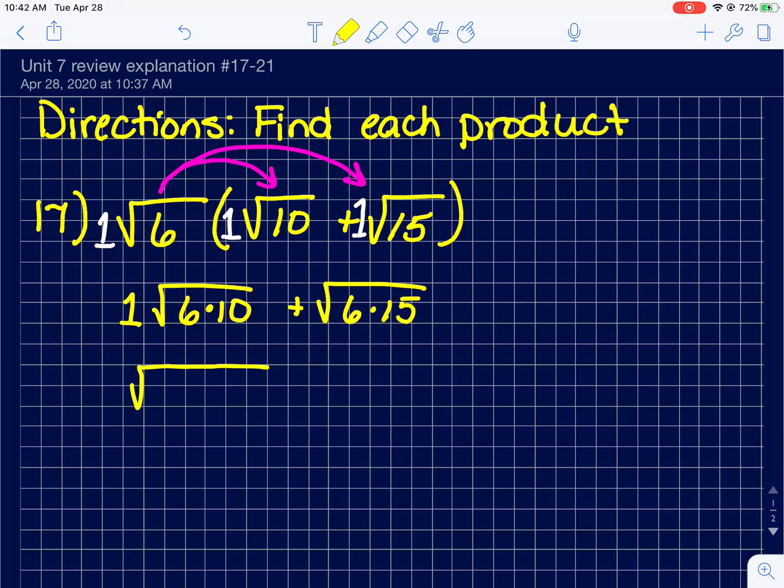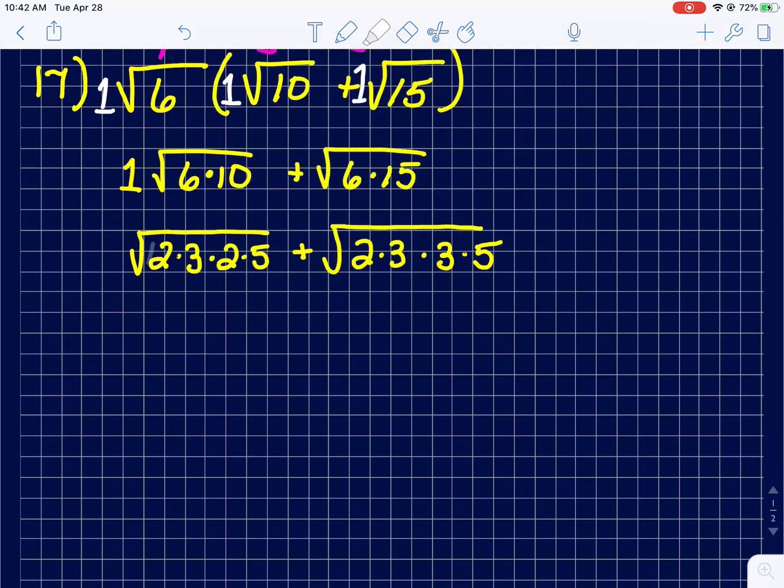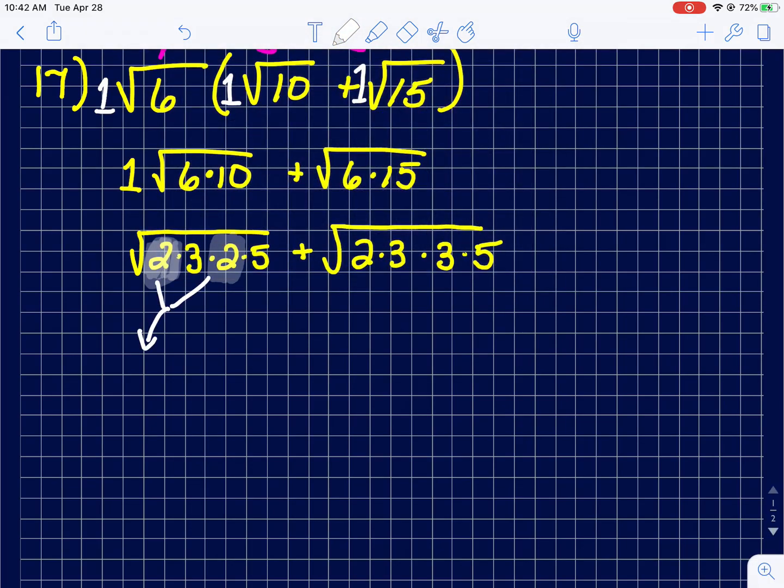So 6 is 2 times 3, 10 is 2 times 5. And the second one, for the same reason, 6 is 2 times 3, and 15 is 3 times 5. Now I'm just going to look for what we can bring out. In this one, we can bring out a 2. Even though they're not next to each other, it doesn't matter. They can both come out. So the 2 2's come out, and there's a 1 outside waiting for it, so there's just a 2 on the outside. On the inside, we have left behind 3 and 5. 3 times 5 is 15.